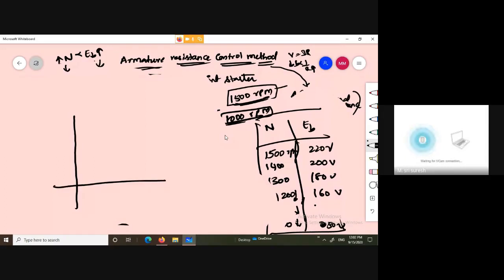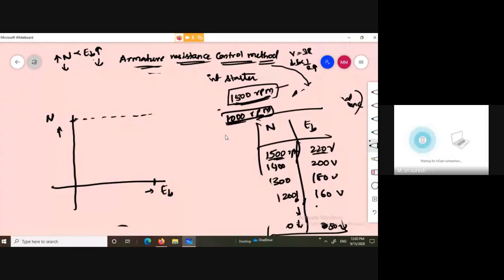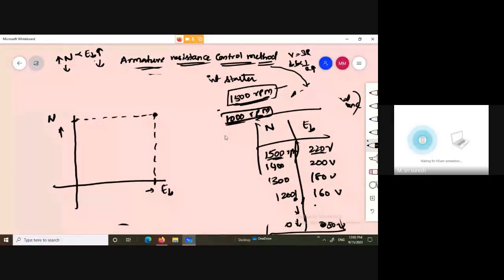So what are the parameters you are measuring here? Speed and back EMF. So take the speed on the y-axis and back EMF on the x-axis. I already told that you'll get the maximum speed at the maximum value of voltage. So indicate those 2 points. These are the maximum value of EB and the maximum value of speed. I will interconnect these 2 points. This is the maximum speed and this is the maximum EB.